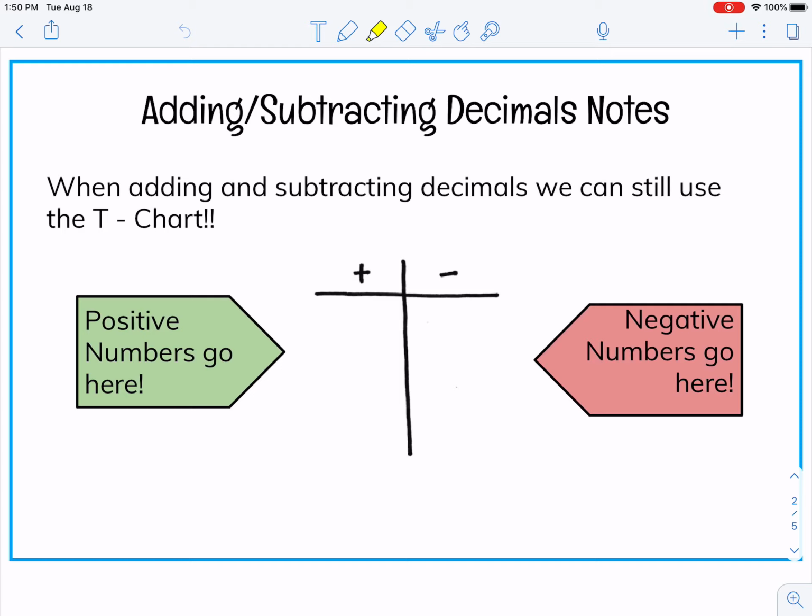When adding and subtracting decimals, we can still use the T-chart. Remember that the T-chart is when you have the positive numbers on the left side and the negative numbers on the right side. Or you can use vice versa. It does not usually matter.